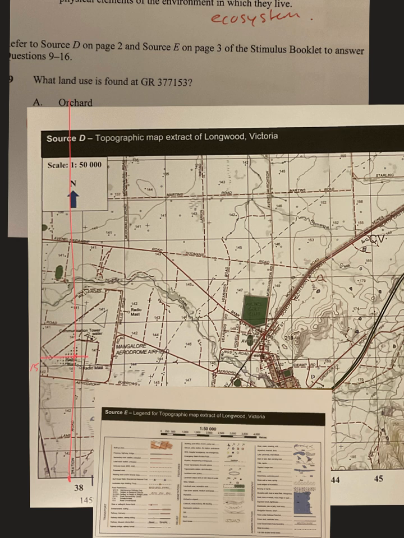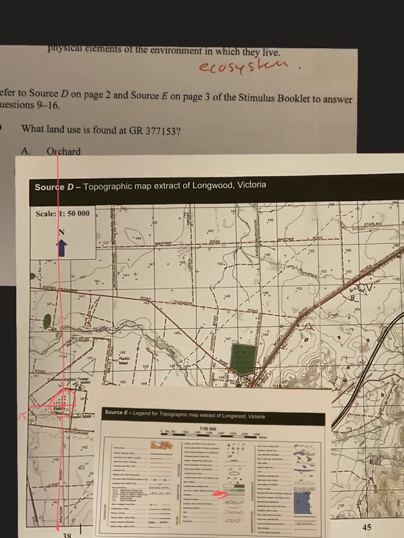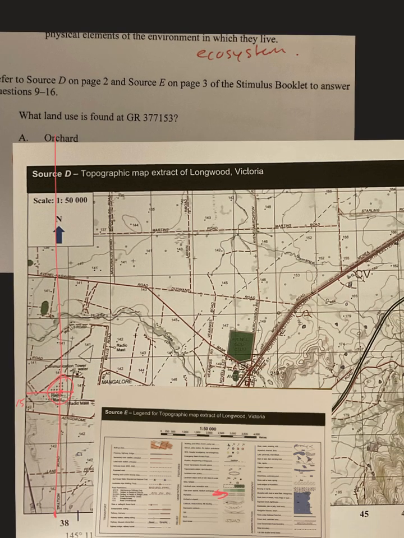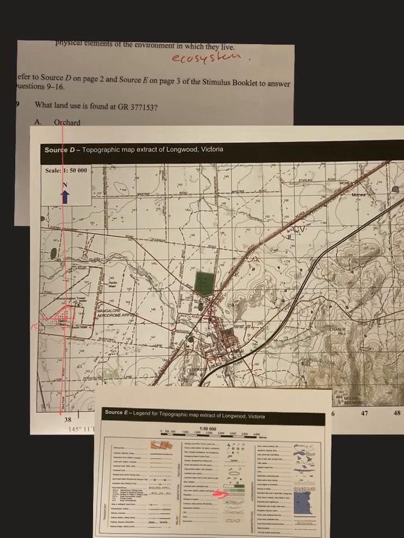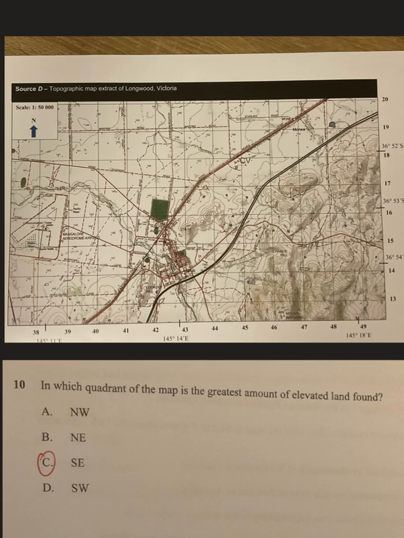If you have a look over here, it says plantation right there, and that's what these little symbols are. So that's why this is B, plantation. I'm not sure why it's not letting me separate them, sorry guys. But that one's plantation.